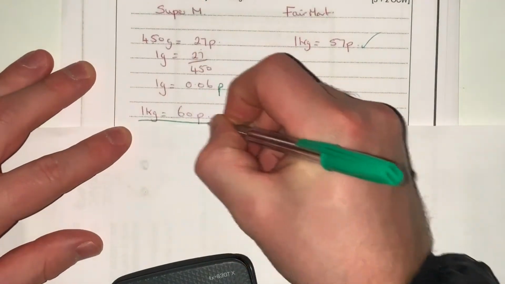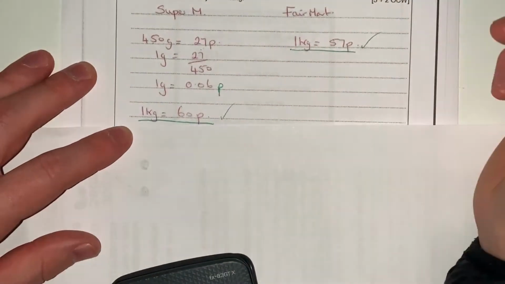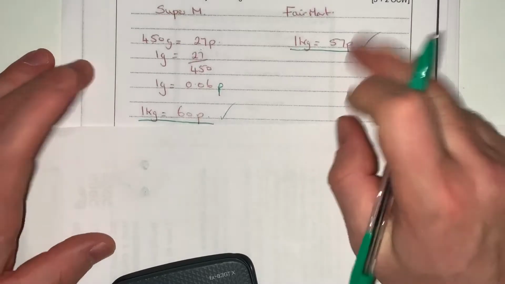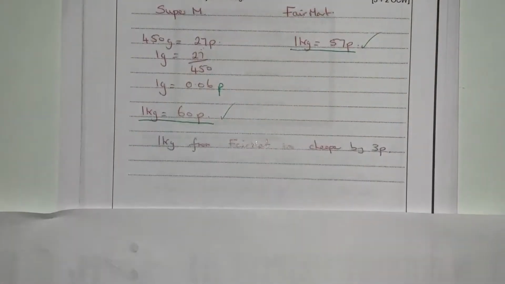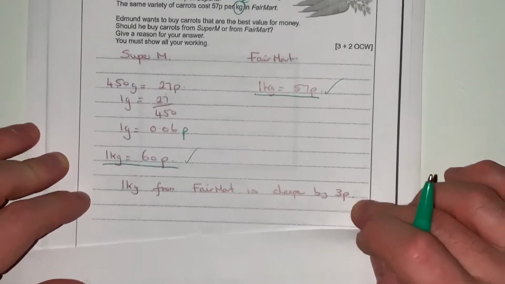So now I know 1 kilogram here is 60p, 1 kilogram here is 57p. Which one is best value for money? Obviously, Fairmart is 3p cheaper. Okay.